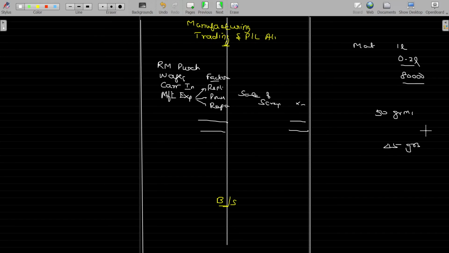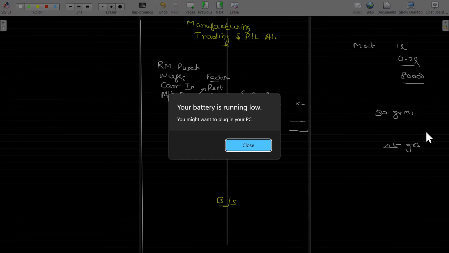Any scrap is there, whatever the value realized will be subtracted from the cost of production. Whatever the cost we incur for producing the chain, that value should be subtracted. What is the cost of production of the chain? Material, wages and all. Any amount realized from scrap should also be subtracted from here. Is that logic? Are you able to understand?